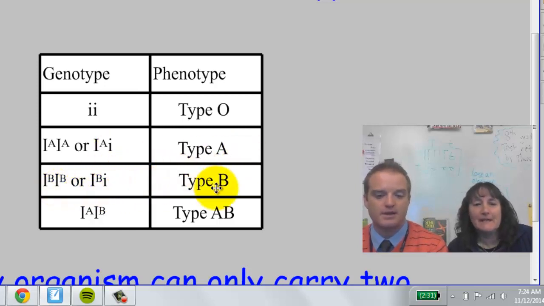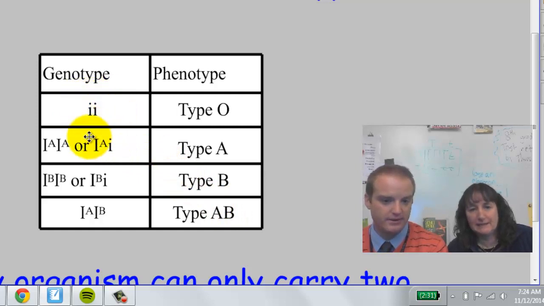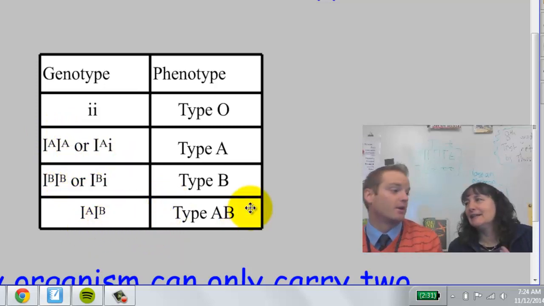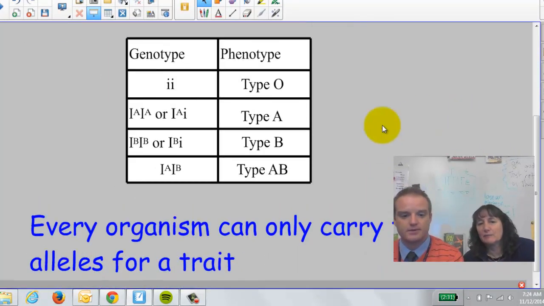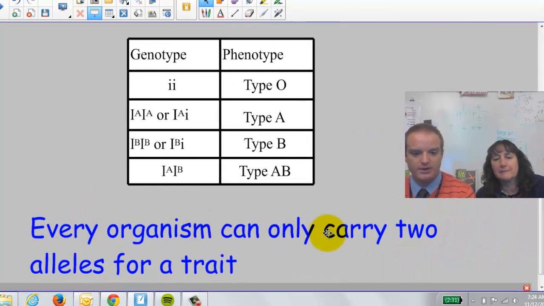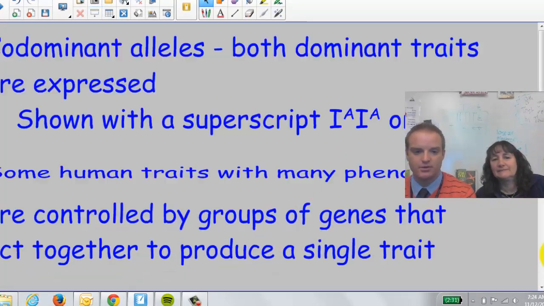The big thing to look at here is that I can only have two of these, two i's, but there are four different types out there. Even though there are that many forms of the gene, you still only have two in your cells. These are just the possible ones you can inherit from your parents. Every organism can only carry two alleles for a trait, even though there are more of them out there.